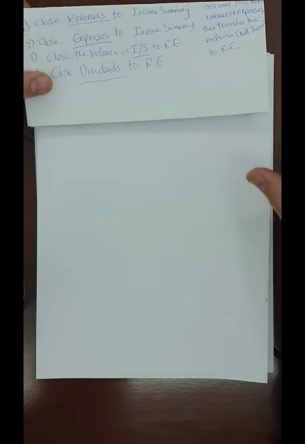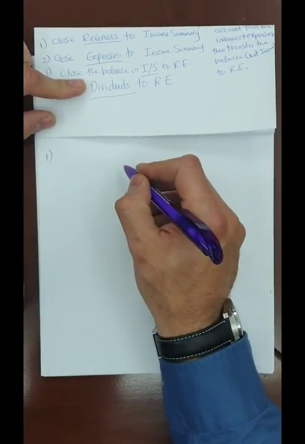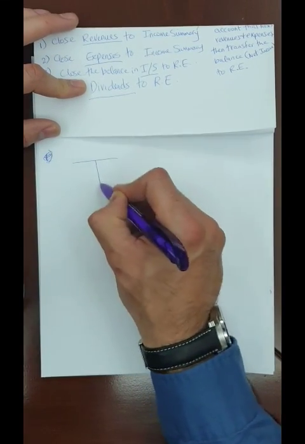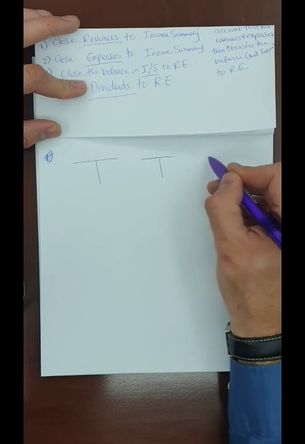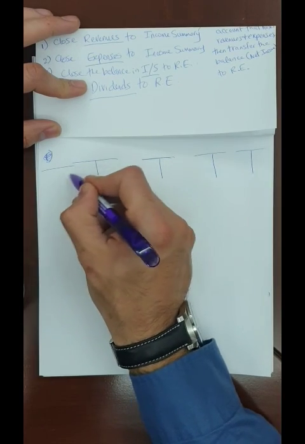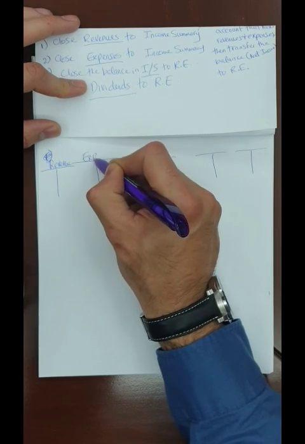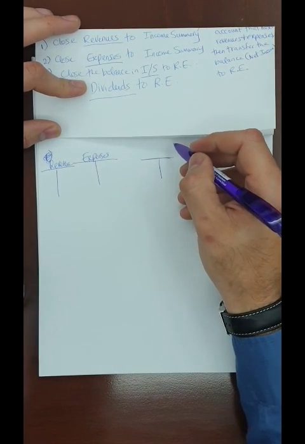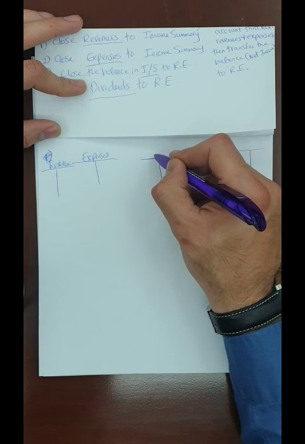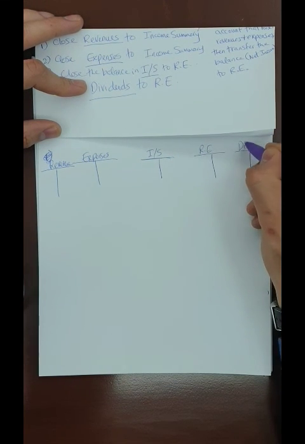You need to keep in mind revenues initially. So step number 1. Before doing that, let me put the T accounts just to demonstrate how things work. Okay, those are the accounts: revenues, expenses, what else do we have? Income summary, retained earnings, and dividends. Okay.